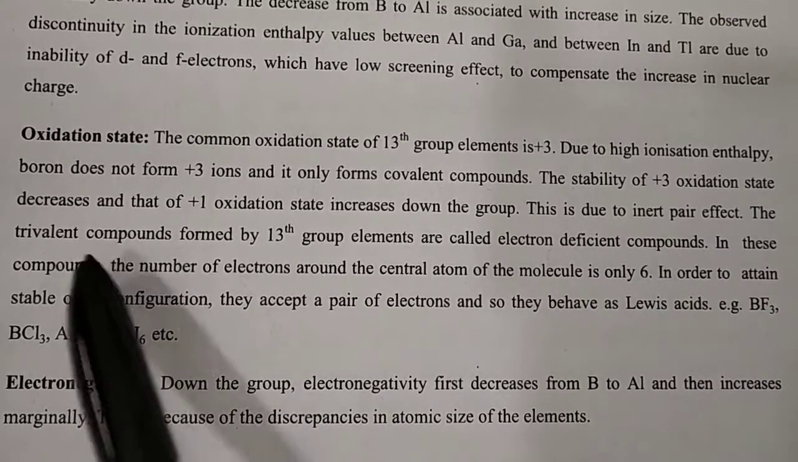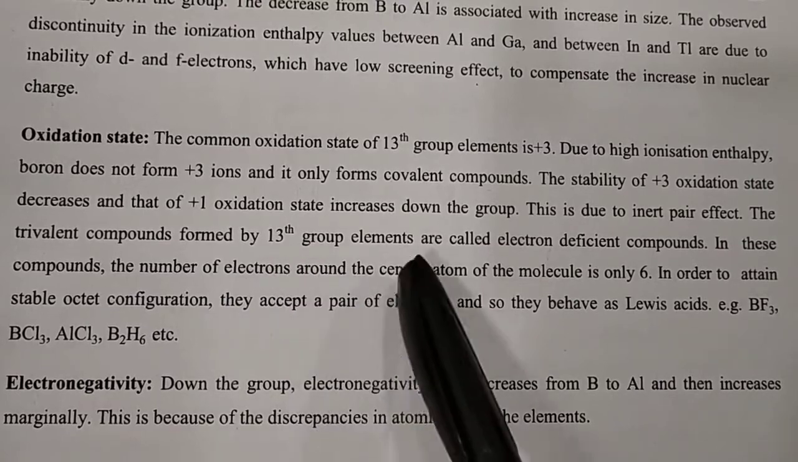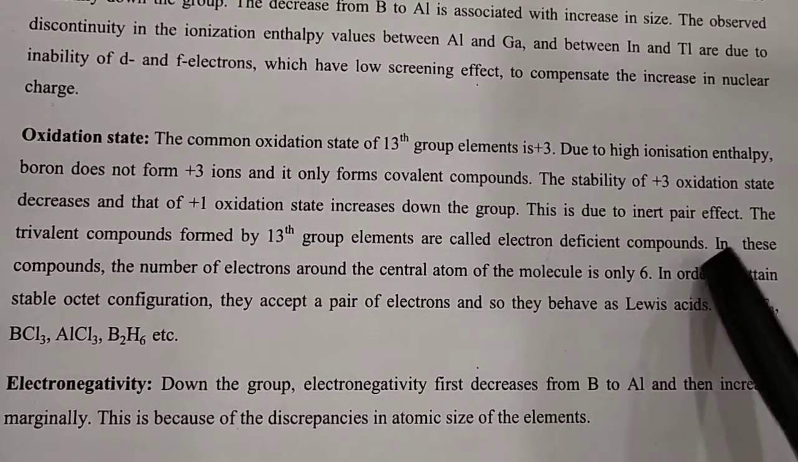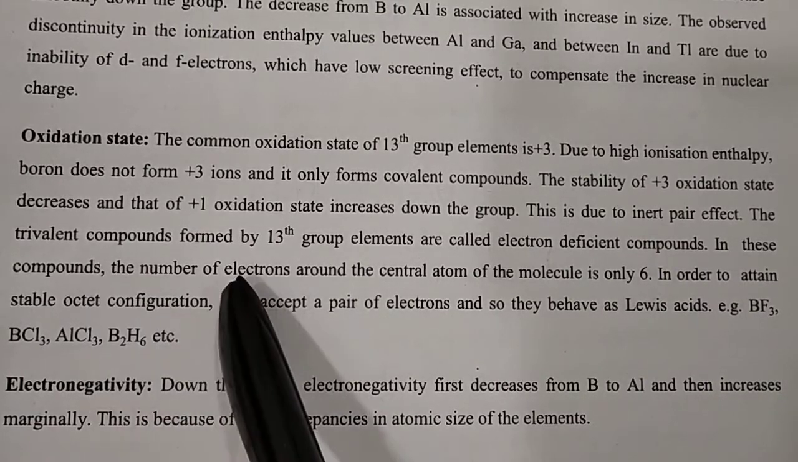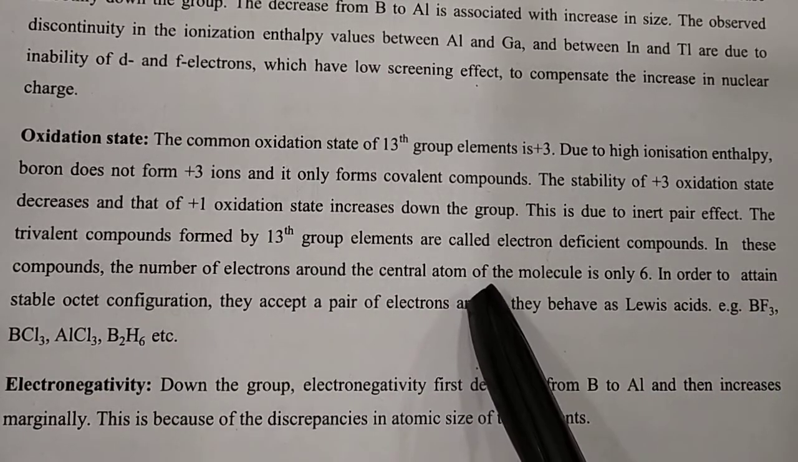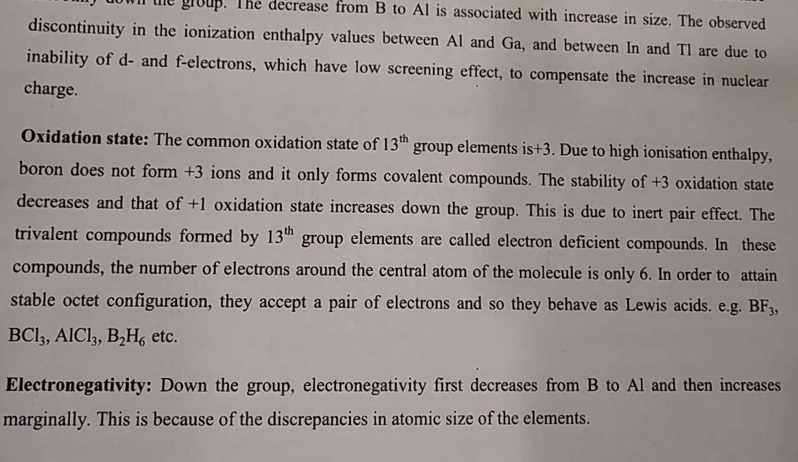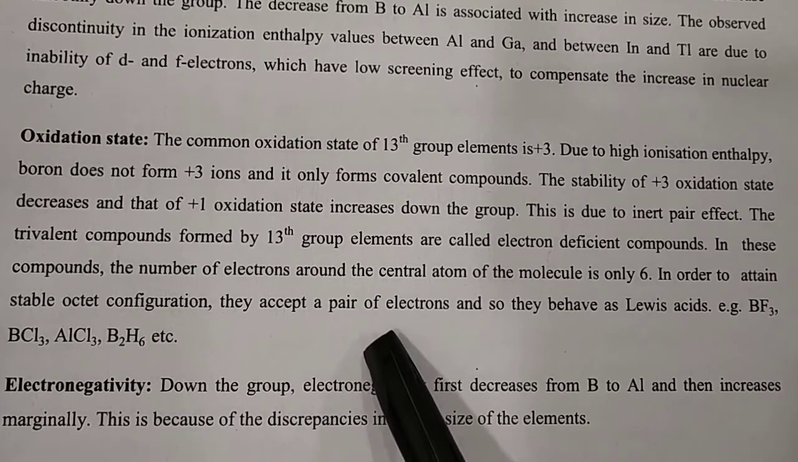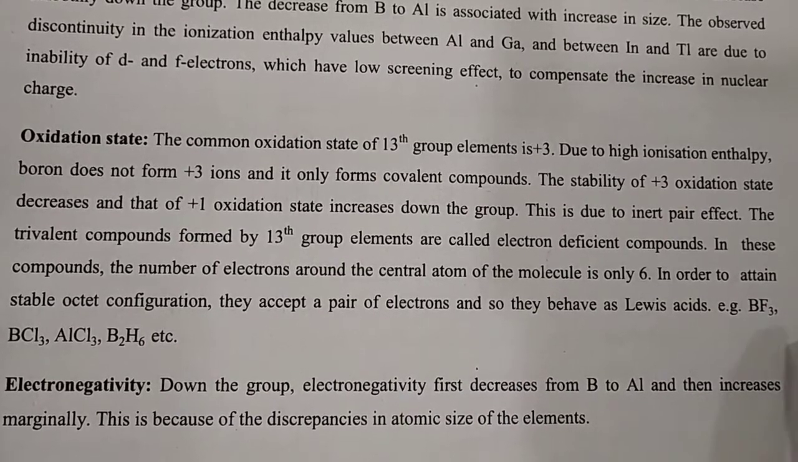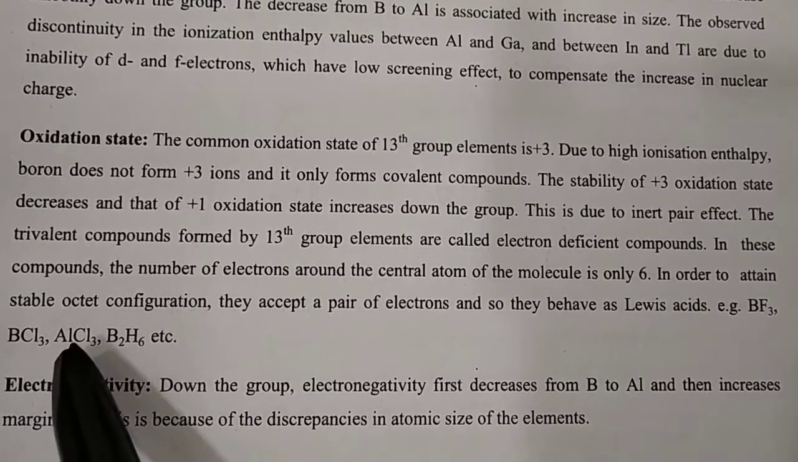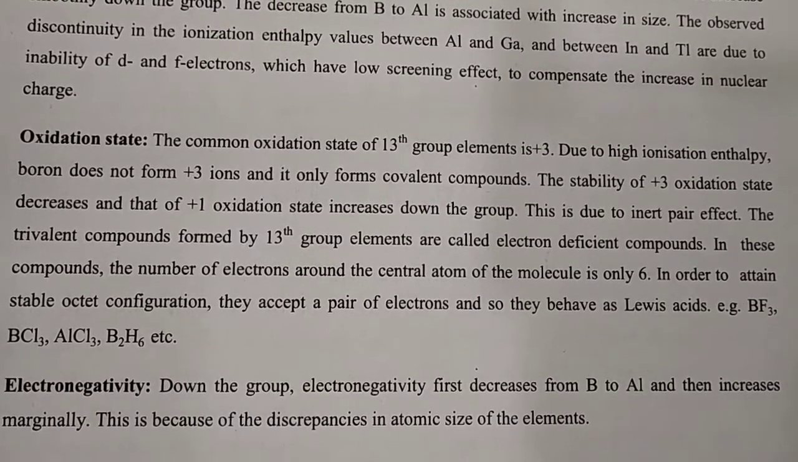The trivalent compounds formed by group 13 elements are called electron deficient compounds. In these compounds, the number of electrons around the central atom or molecule is only 6. Means यहाँ पे octet complete नहीं होगा. In order to attain stable octet configuration, they accept a pair of electrons, so they behave as Lewis acids. Example: BF3, BCl3, AlCl3, B2H6.